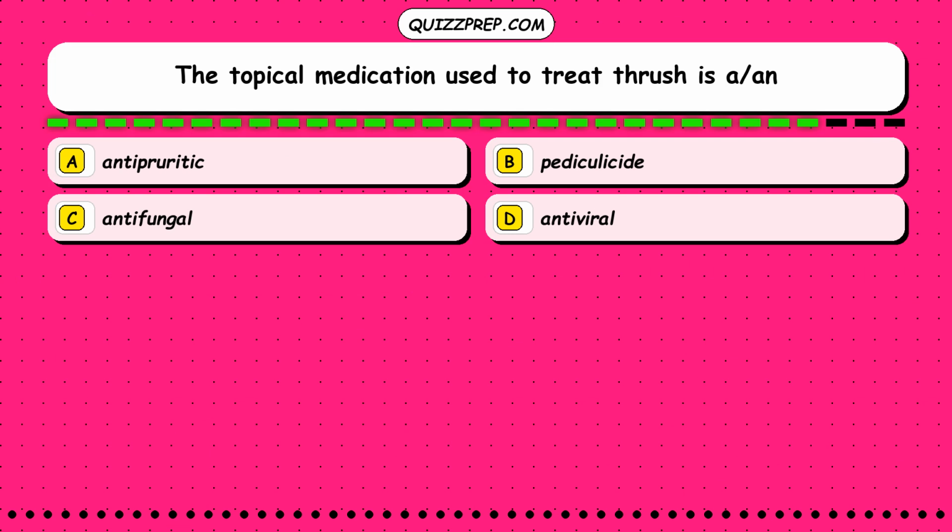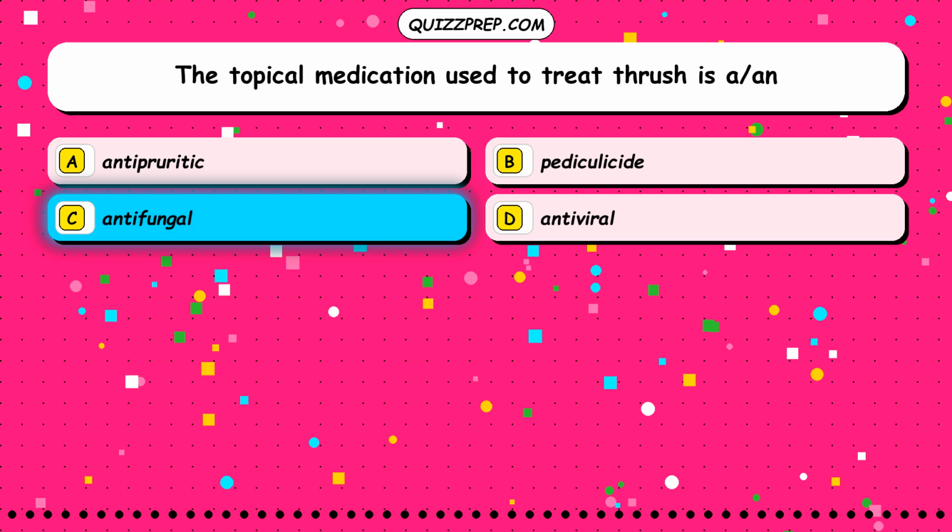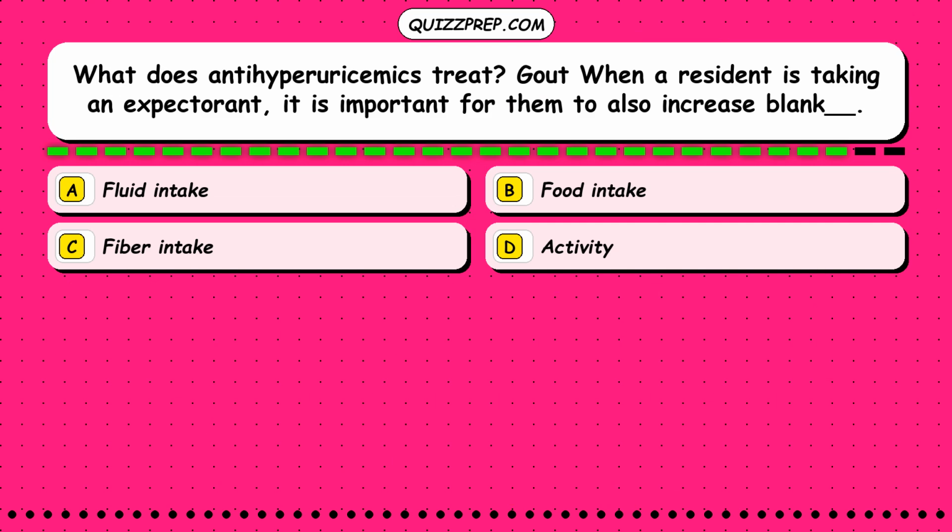Question 237. The topical medication used to treat thrush is an: Option A. Antipyretic. Option B. Pediculicide. Option C. Antifungal. Option D. Antiviral. The correct answer is option C. Antifungal. Question 238. What do antihyperuricemics treat?